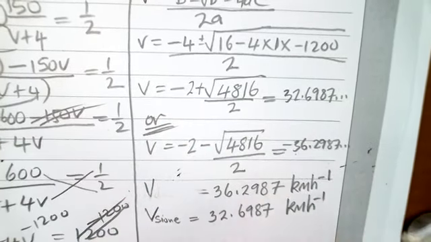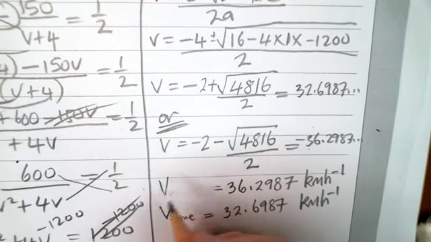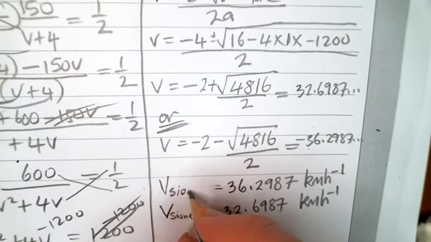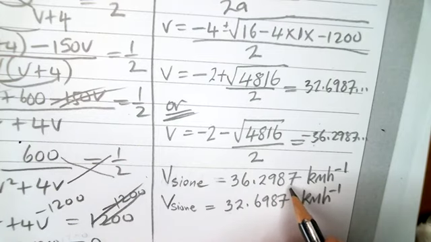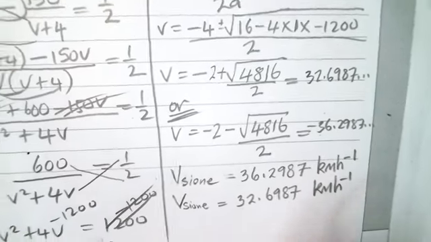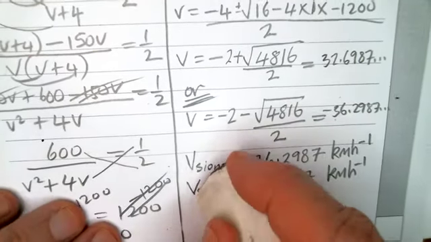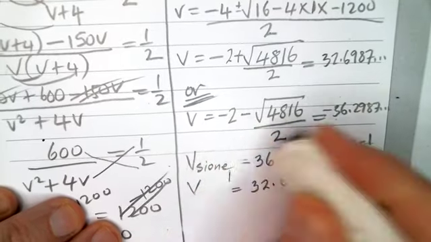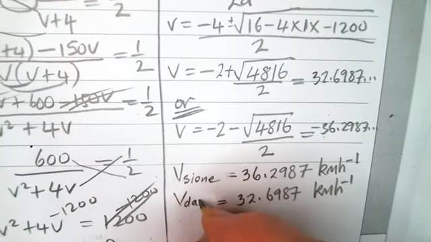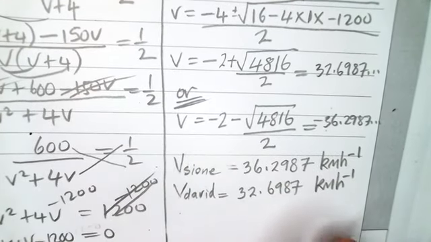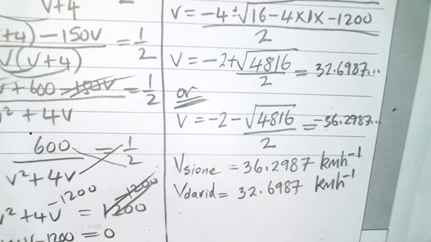By the way, we're not worried about the negative here. We're not concerned about that. All we're just saying is velocity for Sione is 36.2986, and David is going to have to be this one along the bottom here. He's going to be traveling a little bit slower, and there is velocity for David. So they are our two velocities.